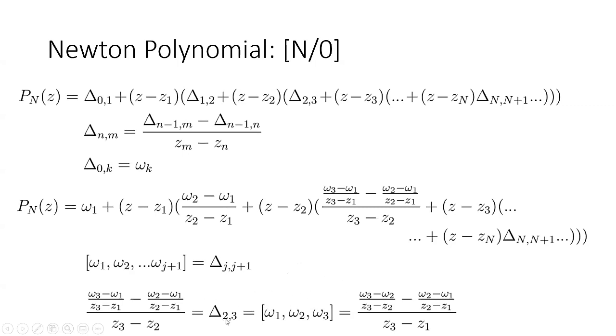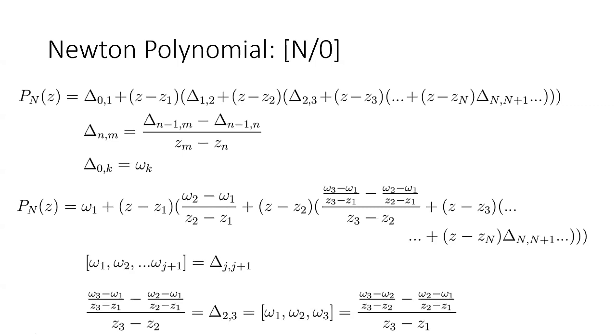For example, delta 2,3 is equal to omega1, omega2, omega3 in the brackets. So basically, the expression on the left is equal to the expression on the right, although it's written differently. We can simplify it to 0 in Maple. So those are the same values of divided differences.